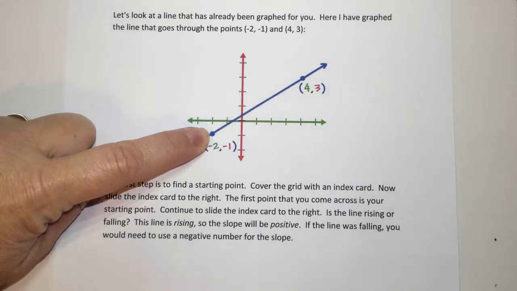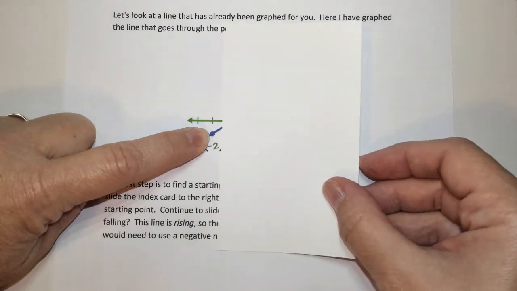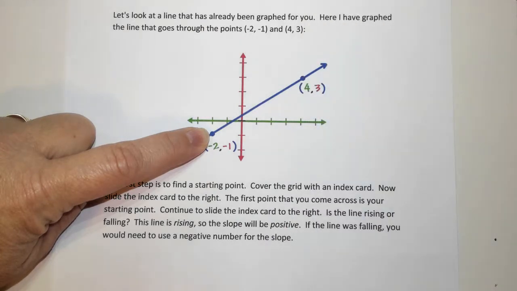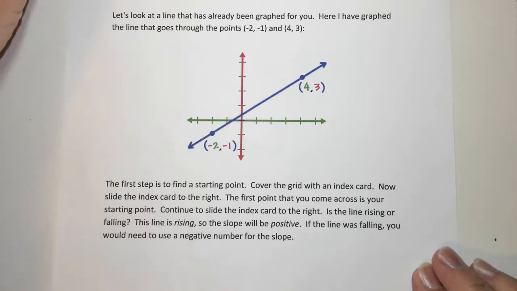As you continue sliding the index card to the right, you'll be able to tell if the line is rising or falling. Let's do that. This line is rising, so the slope will be positive. If the line was falling, you would need to use a negative number for your slope. Next page.